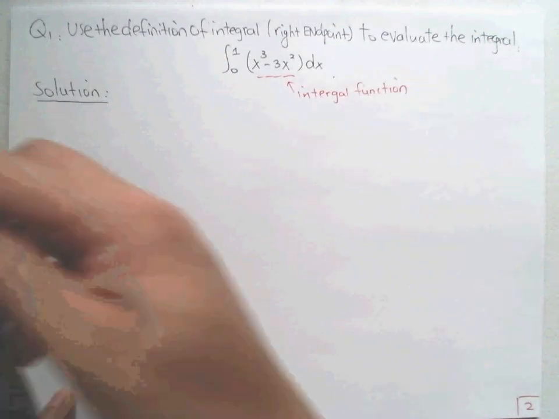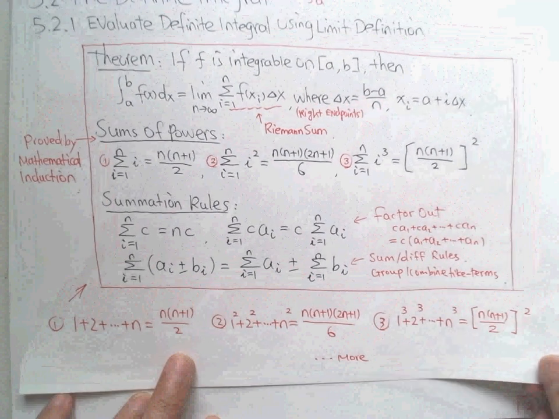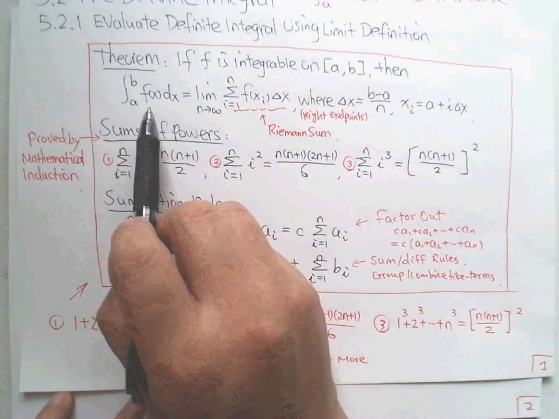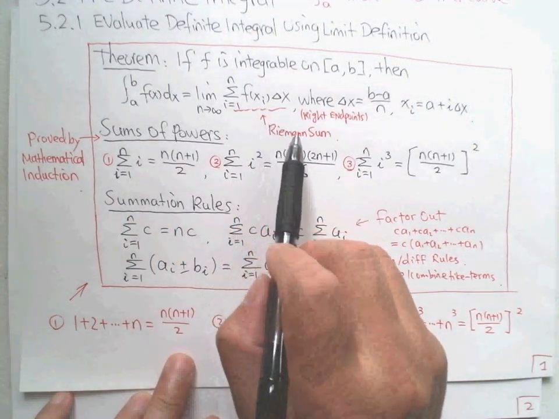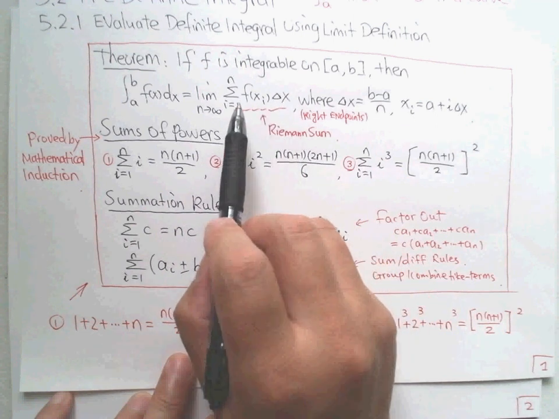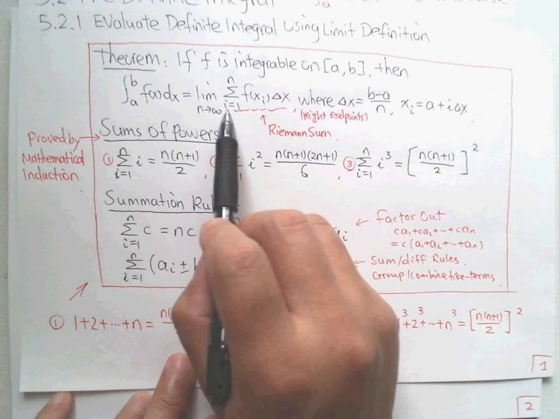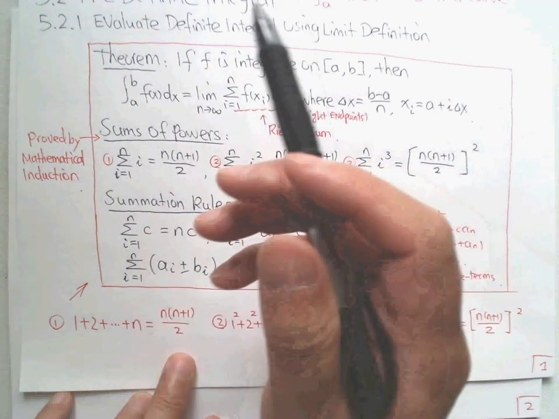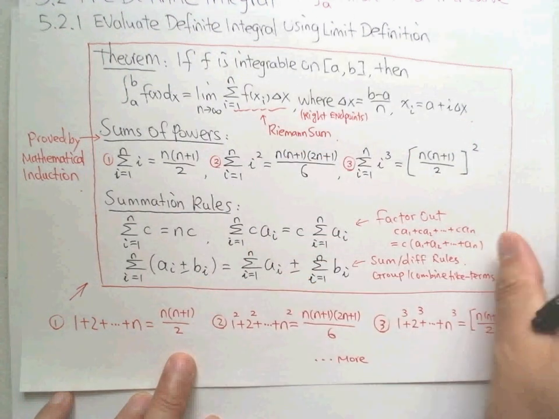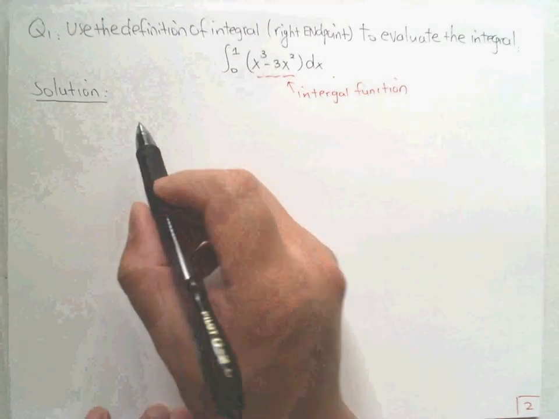So how do we use the definition? Remember the definition: the integral is the limit of the Riemann sum. What we need to do is find delta x and the dividing points, then plug into the Riemann sum and take the limit. For the limit we use the sums of powers. So first we need to find delta x.